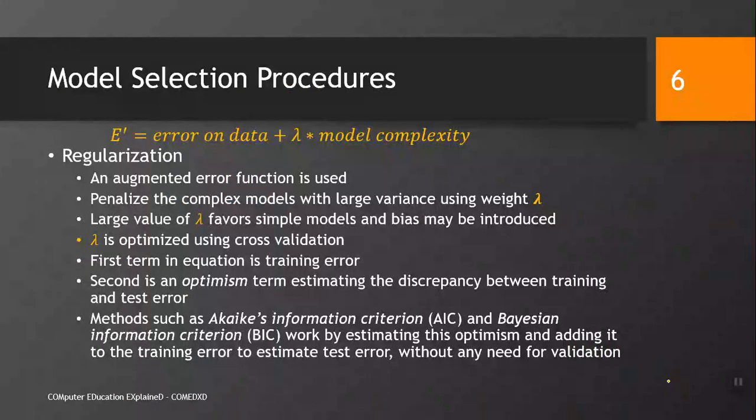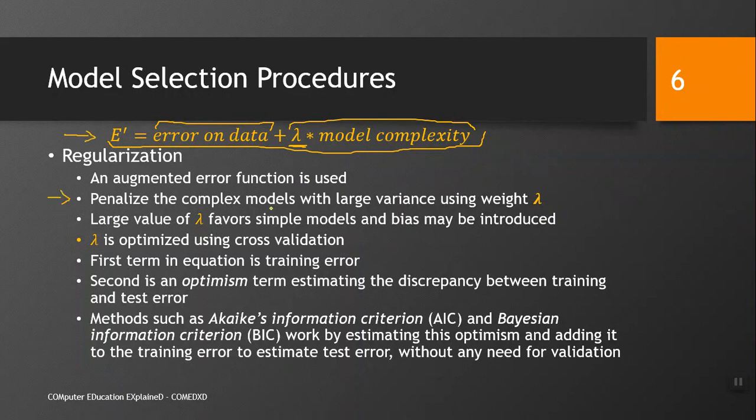Model selection procedure, another technique. Now look at this: the error that we define could be written as follows. The error which is produced with the data set that we have, plus some error which is introduced when we increase the model complexity, and that is given by delta, which is multiplied by lambda. An augmented error function is used. We call it an augmented error function.